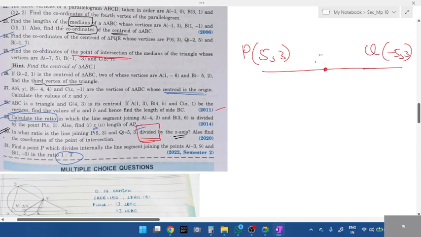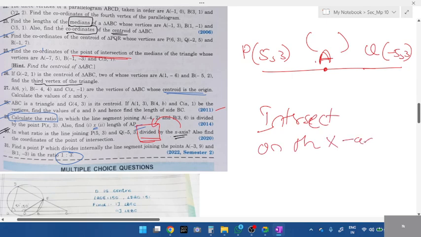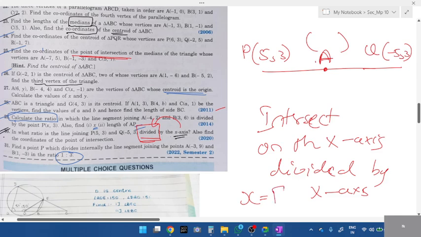It is not the midpoint, we'll take anything. I'll take it as A, students. And this point A is dividing which axis? X axis or Y axis? X axis. See, I told you all, intersection, intersect on the x axis, or divided by x axis. The meaning is the same for all these things. Divided by x axis. For all this, what value do you have to take? x is equal to some value should be there.